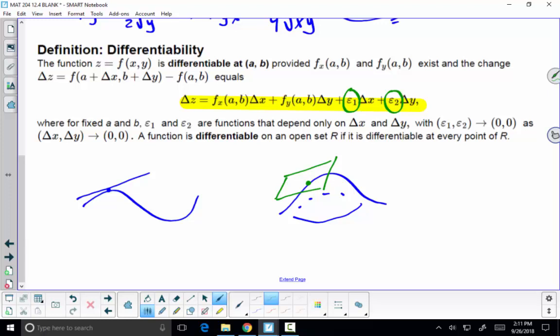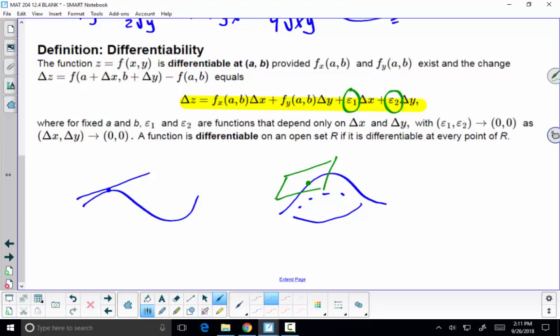So if we have a surface, we can imagine it being differentiable. Differentiable intuitively means that it's smooth. You should be able to slap a tangent plane on there that would be the best linear approximation to that surface. And the idea is going to be simple.